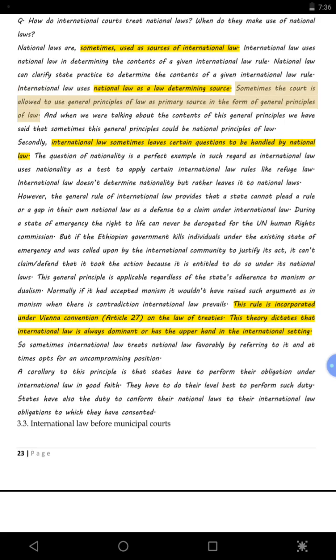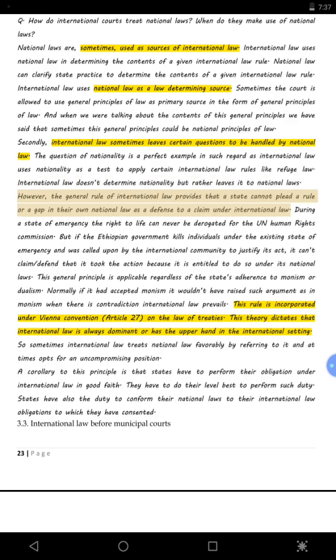Sometimes the court is allowed to use general principles of law as a primary source. And when we were talking about the contents of these general principles, we said that sometimes these general principles could be national principles of law. Secondly, international law sometimes leaves certain questions to be handled by national law. The question of nationality is a perfect example, as international law uses nationality as a test to apply certain international law rules like refugee law. International law doesn't determine nationality but rather leaves it to national laws.